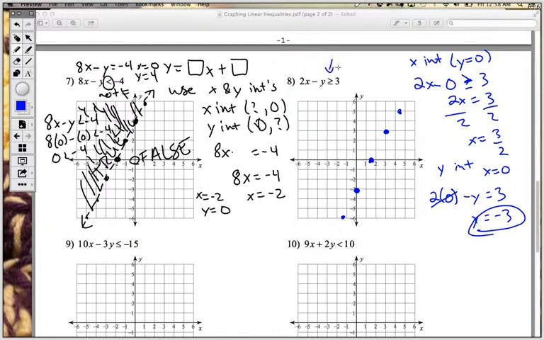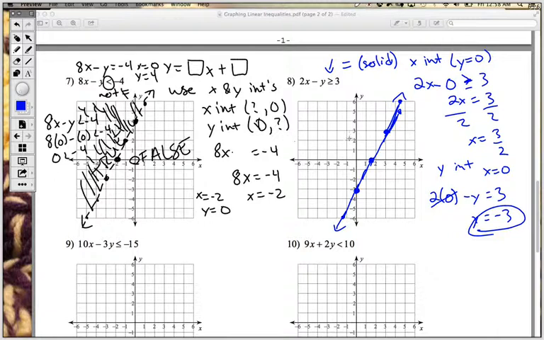Okay, so I got the boundary line is equal to, which means it is solid. So I'm going to draw a solid line through this. Oh, that should be up here. That's why it looked a little bit off. I was wondering. There we go. So there's my solid line.